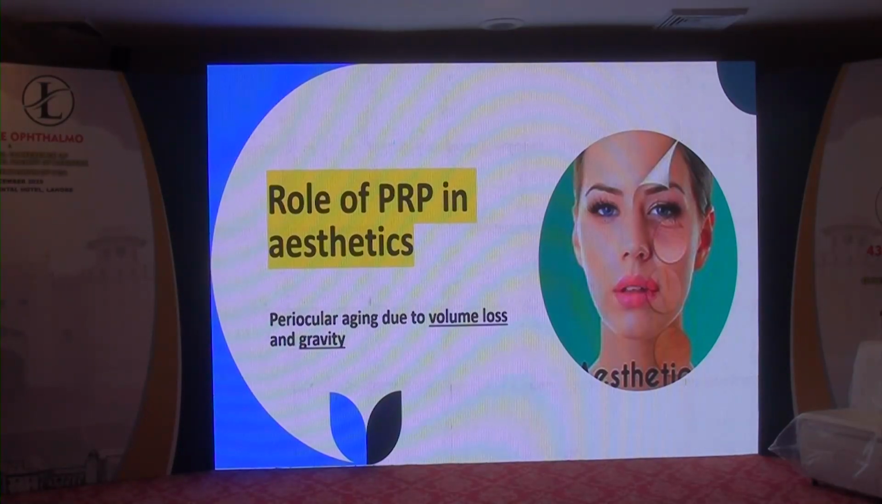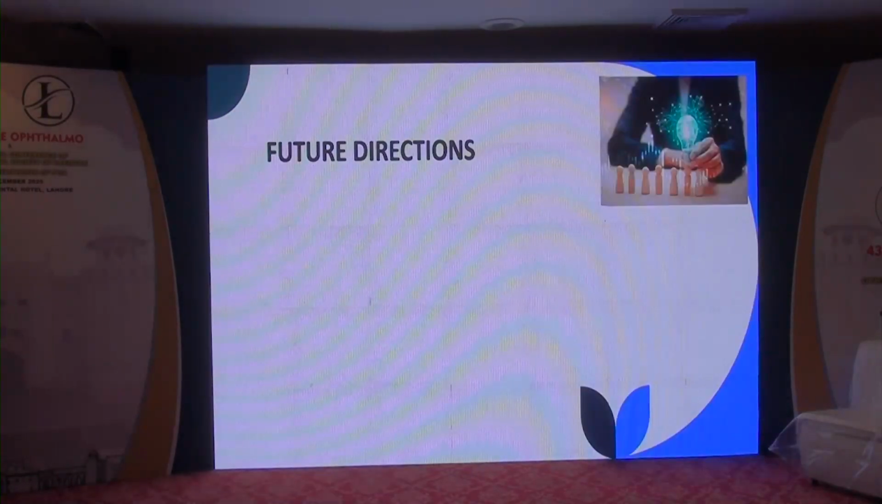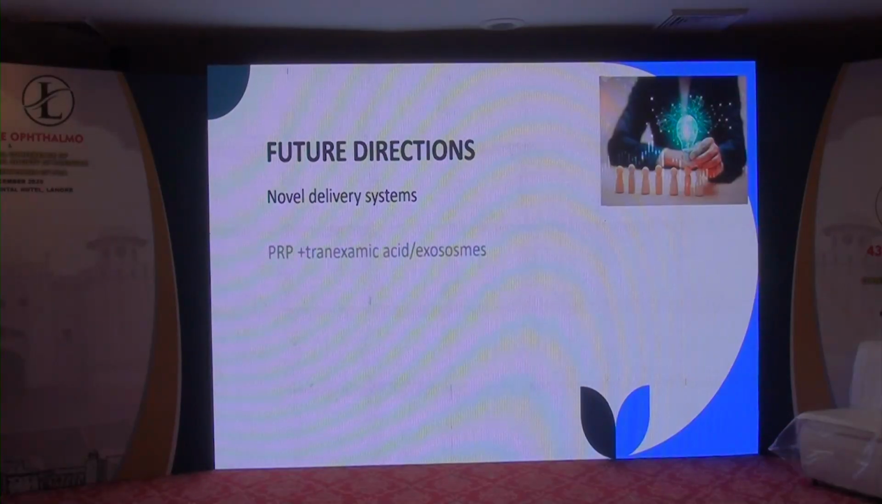So periocular aging is because of 2 reasons, volume loss in the area and gravity. Both of these work towards thinning the tissues and bringing the fat down. So PRP injections produce periocular rejuvenation, usually for under eye bags, fine lines, hyperpigmentation, hollowness, scars, and burns. So the future directions. What is the future? PRP has been tried in the periocular area. We'll be presenting a case series of patients who are benefiting greatly from PRP injections into their scars on the lid.